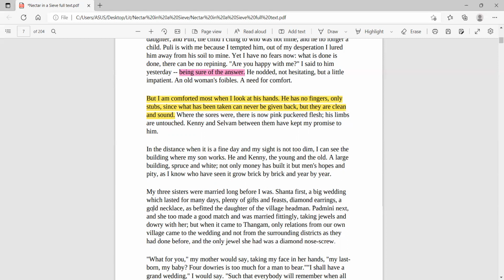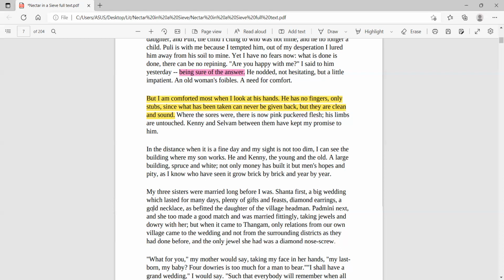Constructing this building was really a great struggle. It was a great struggle because they were struggling financially, and they did not have much money to build this building. We don't know what the building actually is, but they did not have many resources. As I know, who have seen it grow brick by brick and year by year.